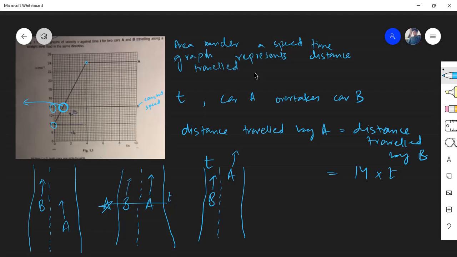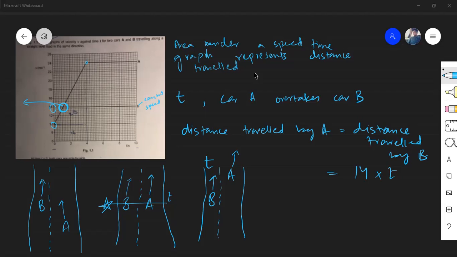Is it when the area under the graph is equal? Yeah, it is when the area under the graph is equal. So we have to find a particular time t at which the area under the graph is equal, and not where the lines intersect, where the graph actually meets each other. Are you following this? Yeah. Okay.